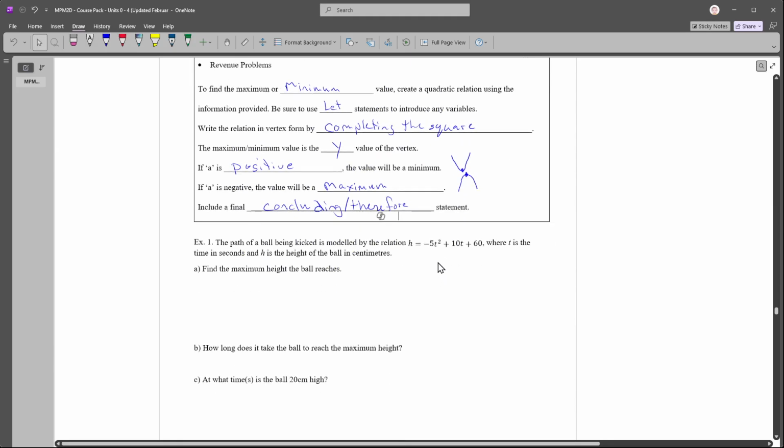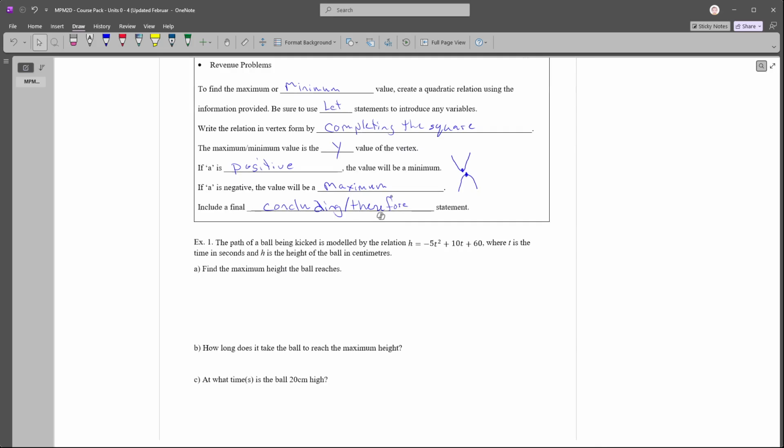So the path of a ball being kicked is modeled by the relation h is equal to negative 5t squared plus 10t plus 60, where t is the time in seconds and h is the height of the ball in centimeters. So we were given quite a bit of information there. First of all, we were given the unit, so we know what we're dealing with here, although that unit does seem a little awkward considering we're talking about kicking a ball. But we didn't make the problem. It is what it is. We were also given what the variables are. t is time and h is the height.